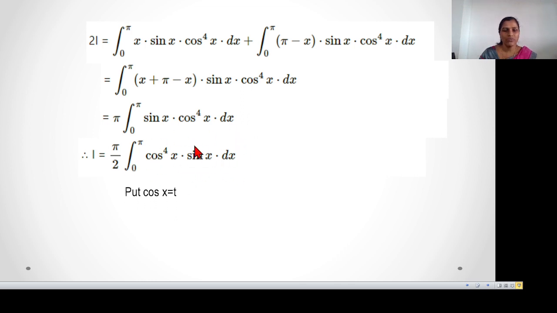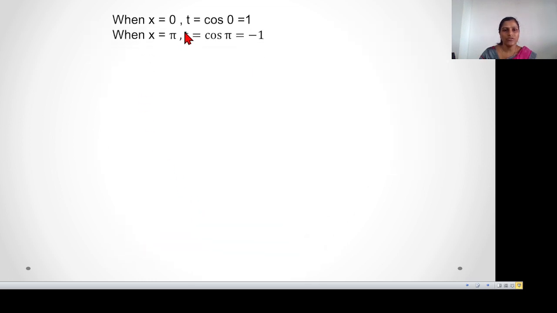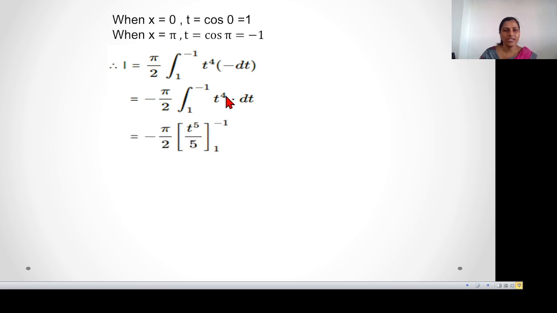For evaluation of this integration, we put cos x equal to t, then sin x dx will be minus dt, and the limits of this integration also change. When x is equal to 0, t is equal to 1, and when x is equal to pi, t is equal to minus 1. So I becomes pi by 2 times the integral from 1 to minus 1 of t raised to 4 times minus dt. We keep the minus sign outside, so this step appears, and we have to find the integral of t raised to 4, which is t raised to 5 divided by 5.